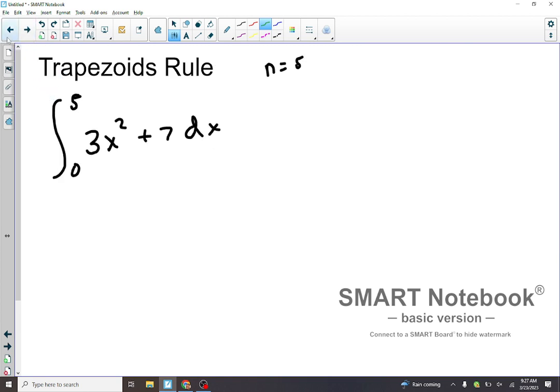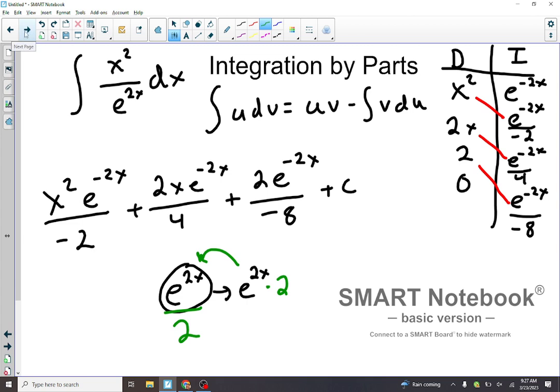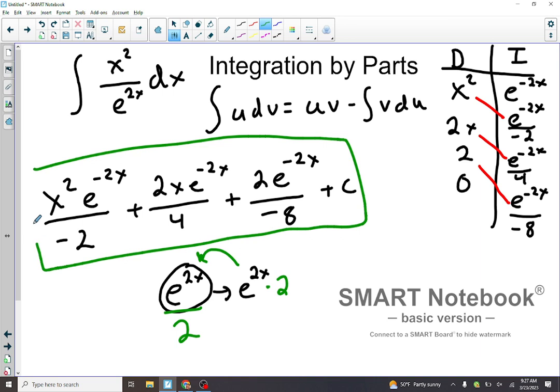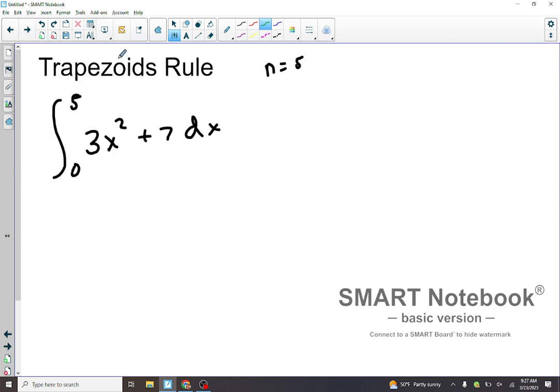All right, let's go to trapezoid rule. Are we doing that? The last thing we did is trapezoid rule. Yeah. This is the answer though already. So again, if you move the e's to the bottom, that's okay. All right. So this one, trapezoid rule.